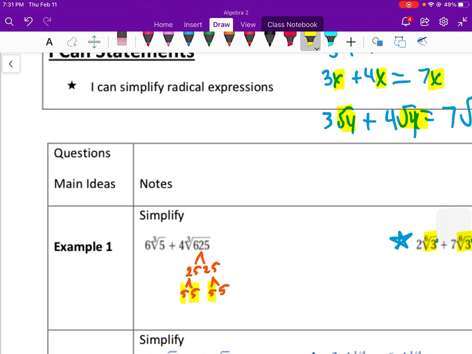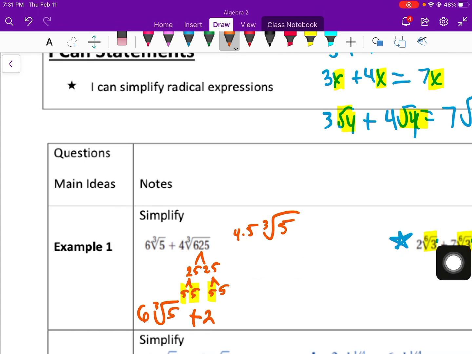So because it's cubic, we want 3 factors. So we have 3 factors there, so we can pull out a factor of 5. However, let's not forget, we already have a leading coefficient of 4, so when we pull that 5 out, I'm going to do just that second part off to the side. It's going to be 4 times 5, because we pulled out that factor of 5, cubed roots of, well, what's left on the inside, we have 1 factor of 5. So now we have 6, I'm bringing it down, cubed roots of 5 plus 4 times 5 is 20 cubed roots of 5.